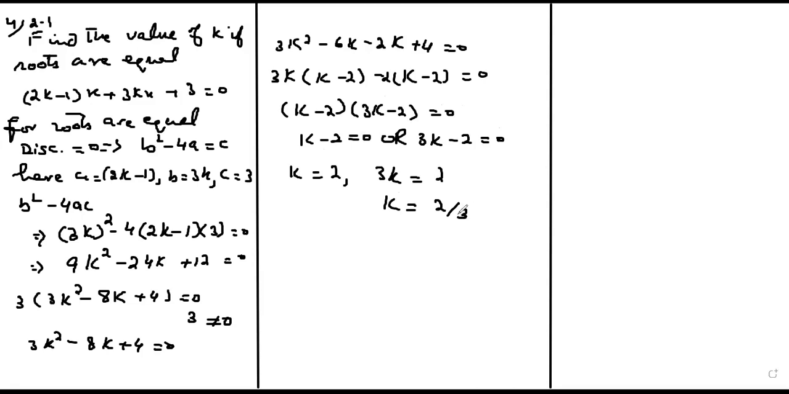So it means that we have two values for k. So therefore k equals to 2, or maybe comma, k equals to 2 over 3. These are our answers, and I hope you understand it well.